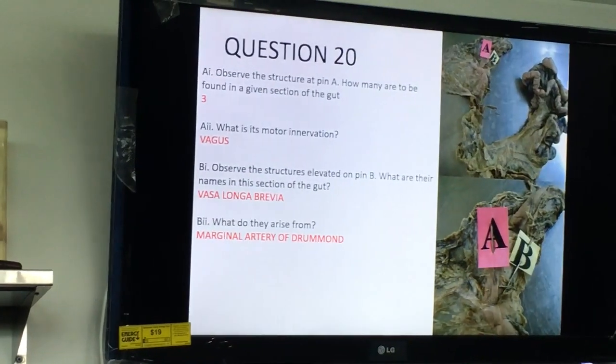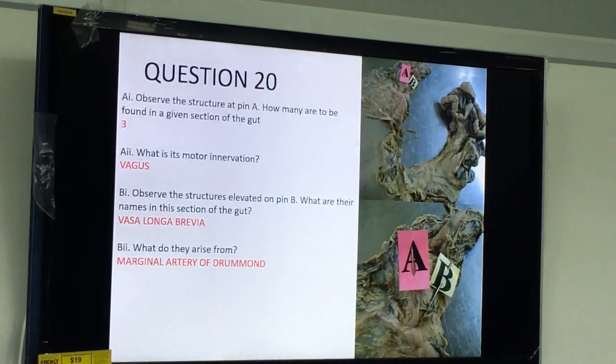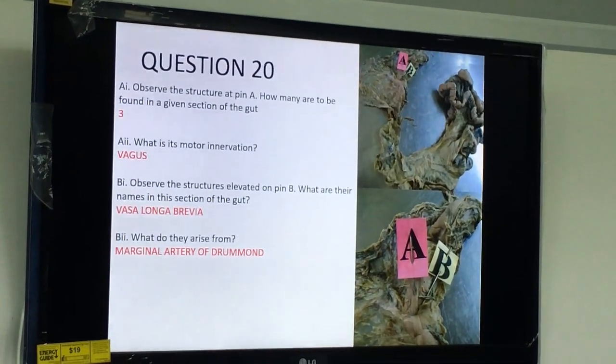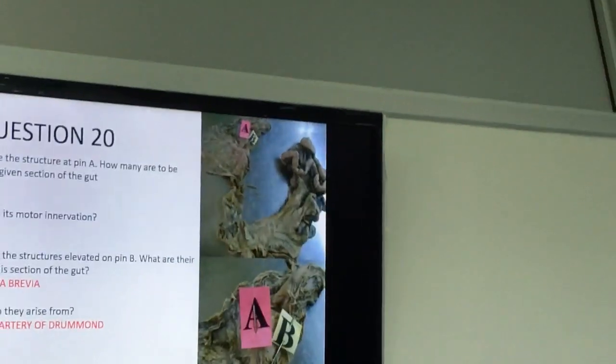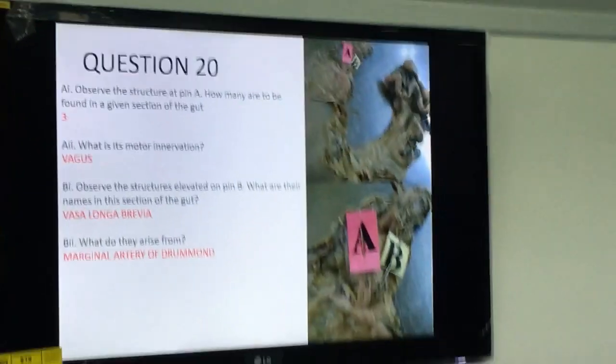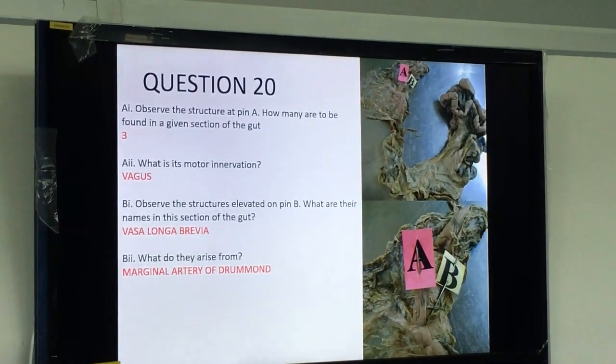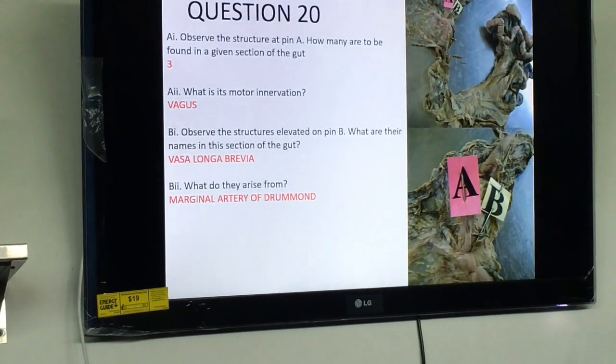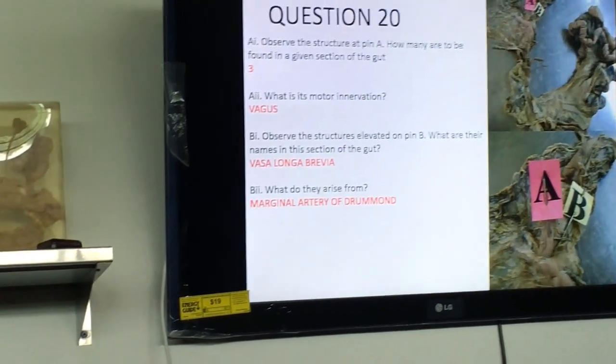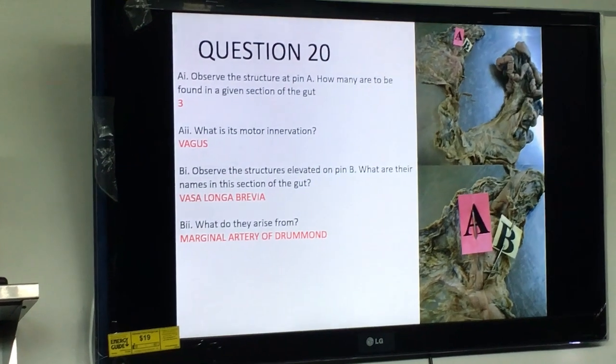Moving on again, A2, motor supply. Motor supply, and that's the vagus, right? The only thing I don't like, to be honest with you, let's see if I can find it. Okay, when I get there, we'll see. I think it's the other question.